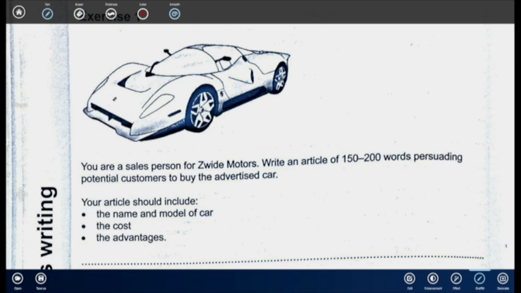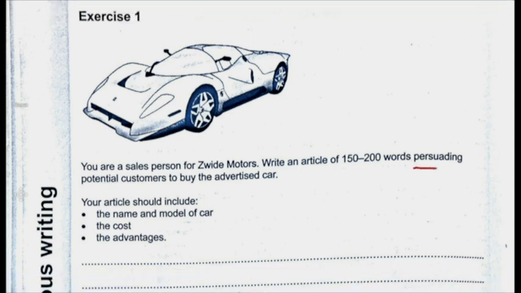It says, you are a salesperson for Zwide Motors. Write an article of 150 to 200 words persuading potential customers. I'll underline persuading potential customers. These are potential customers, they are not your customers, to buy. The key thing, you want them to buy the advertised car.